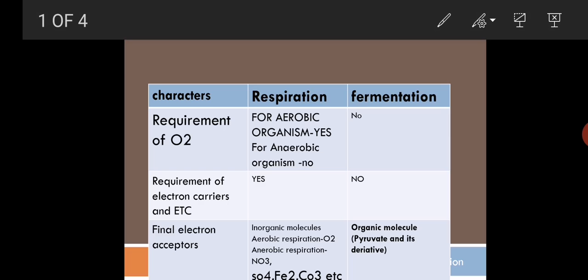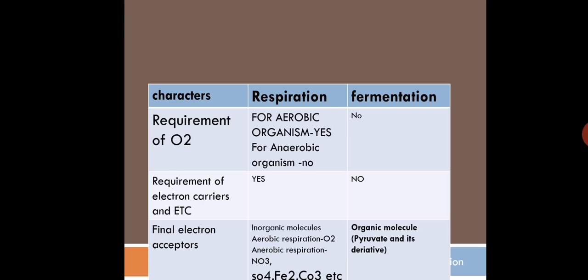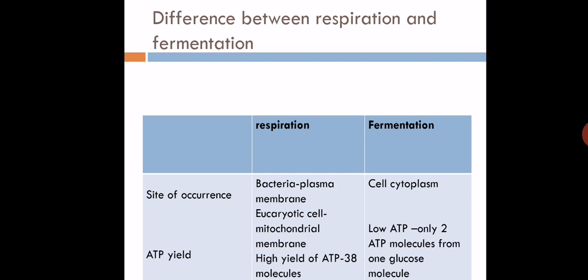Then the second point is the requirement of electron transport carriers and electron transport chain. In the respiration process, there is definitely a necessity of the electron transport chain. Yes, the electron transport chain is required for respiration. In fermentation, there is no need of this electron transport chain.